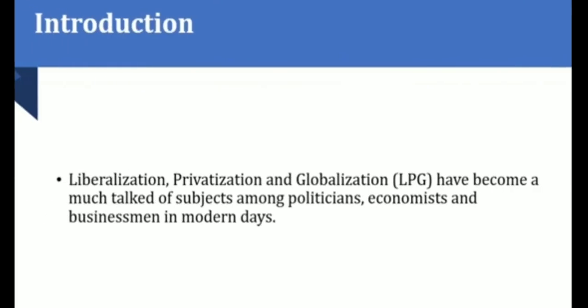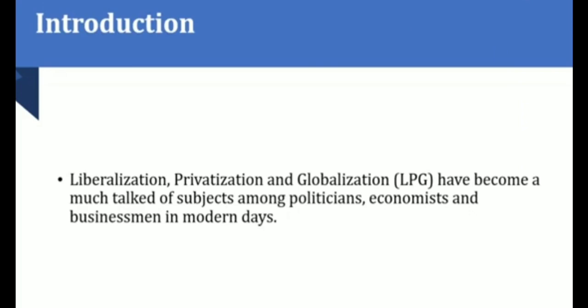Okay, first one, introduction about globalization and trade. Already in the previous lesson, unit 1, we have learned, isn't it? Liberalization, privatization and globalization, LPG, is also known as, can you remember, students? Yes, that is new economic policy. Liberalization, privatization and globalization, LPG, also known as new economic policies, have become a much talked of subject among politicians, economists and businessmen in modern days.